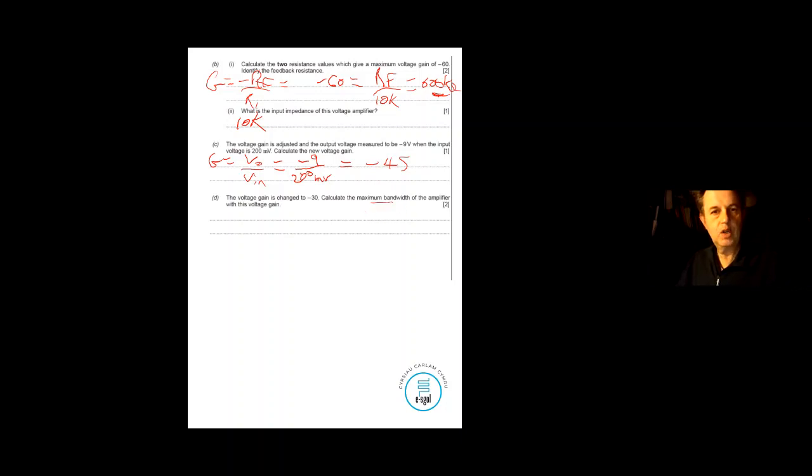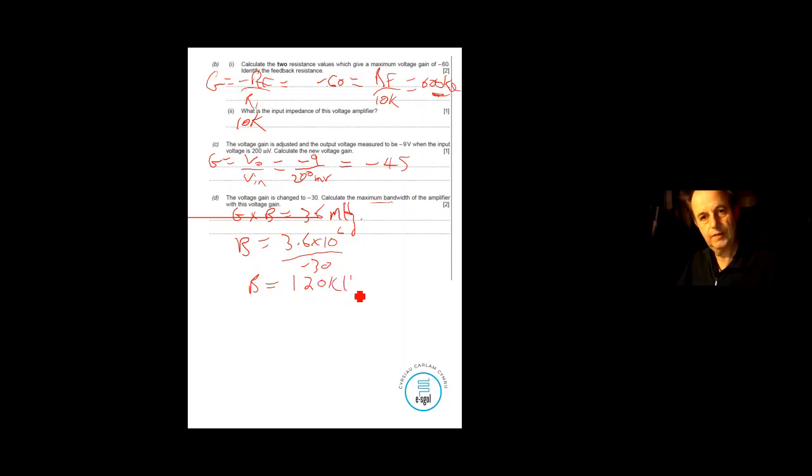New maximum bandwidth. Okay, so gain multiplied by the bandwidth will give me 3.6 megahertz. So what I'm going to do now is work out the bandwidth. Gain goes underneath. Gain was, or is, 30. Put in the -30, as I said, there's no need for it. So bandwidth from there becomes 120 kilohertz.